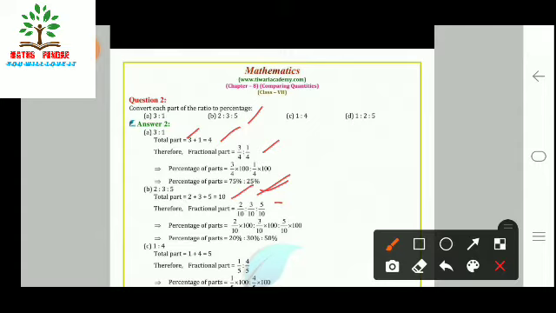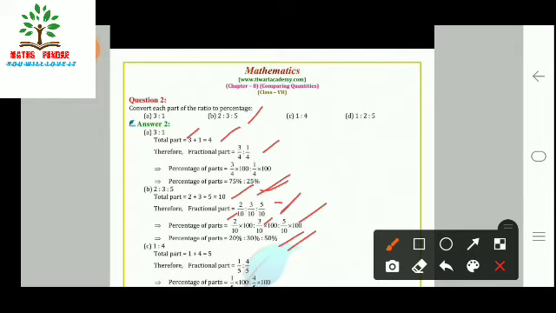Then we can write it as 2/10 is to 3/10 is to 5/10. Then again multiplying each fraction by 100. If we multiply all the fractions by the same number, it does not make any difference. So 2/10 into 100, 3/10 into 100, 5/10 into 100. So the percentage of the parts is 20% is to 30% is to 50%.